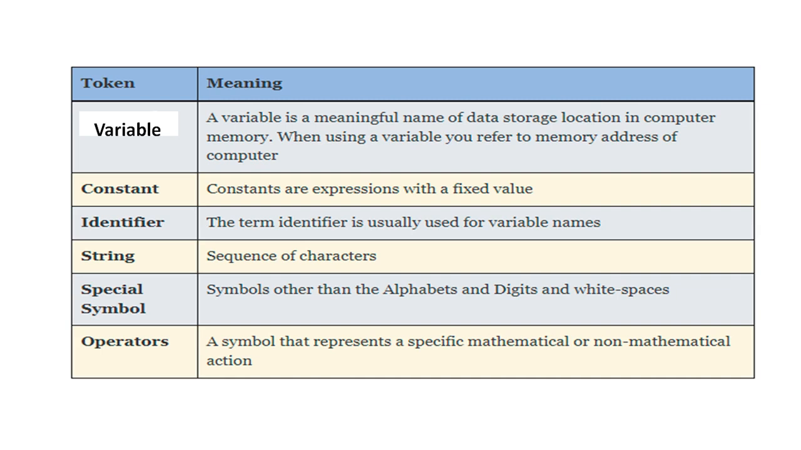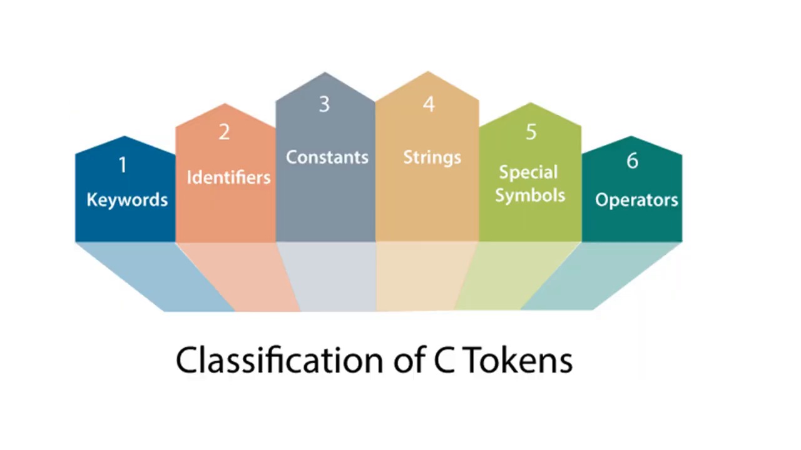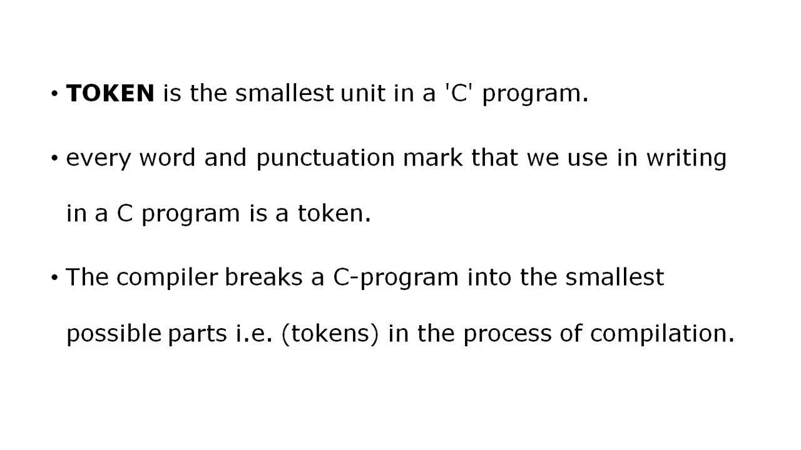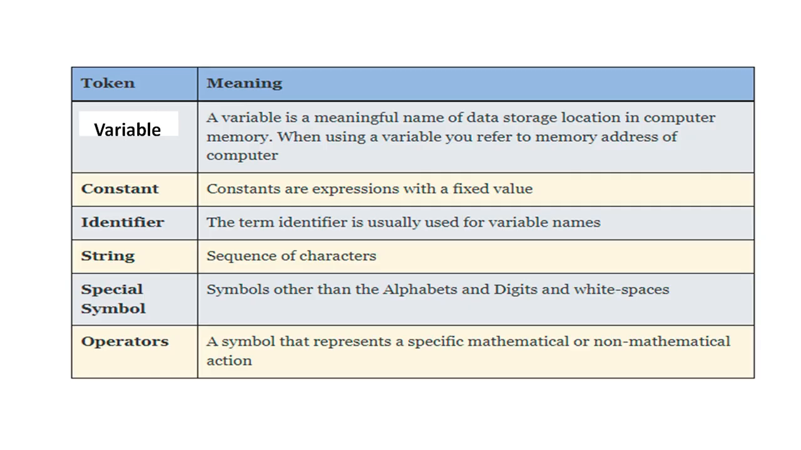A variable is a meaningful name of a data storage location in computer memory. When using a variable, you refer to a memory address of the computer. Constants are expressions with a fixed value. The term identifier is usually used for variable names. A string is a sequence of characters. Special symbols are symbols other than alphabets, digits and white spaces. These are the classifications of C tokens, and we will see them in detail.